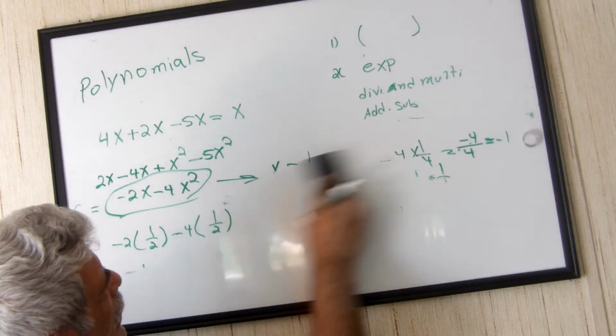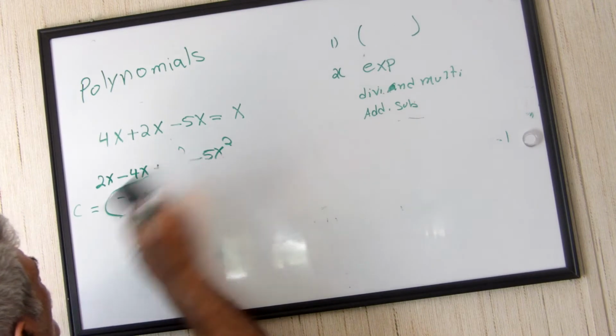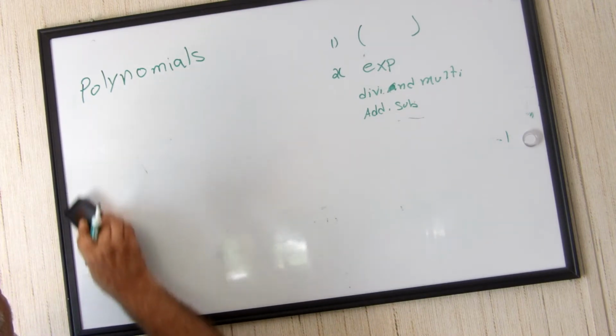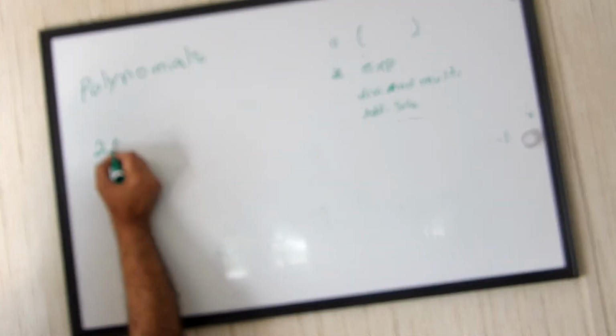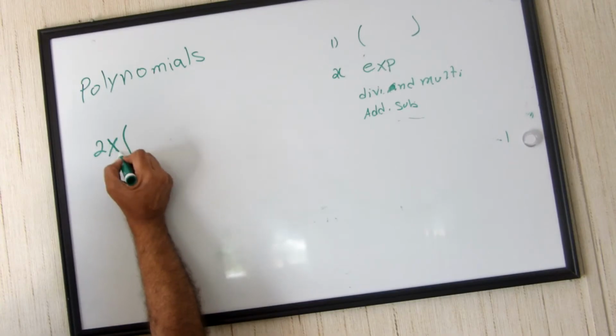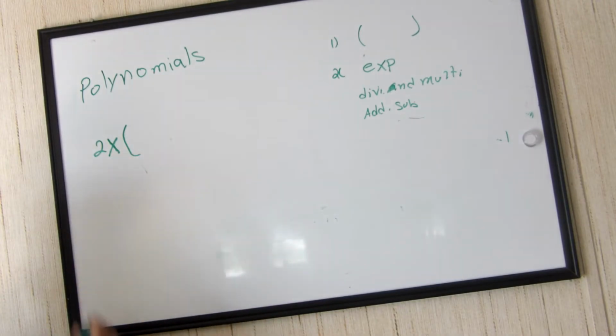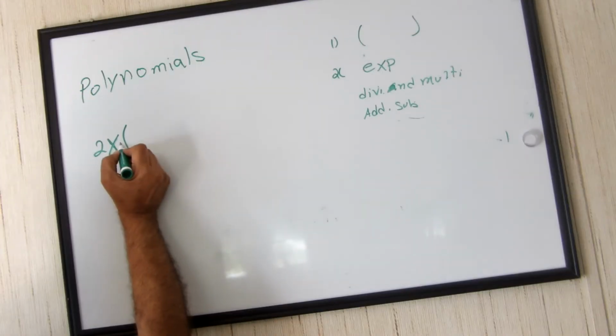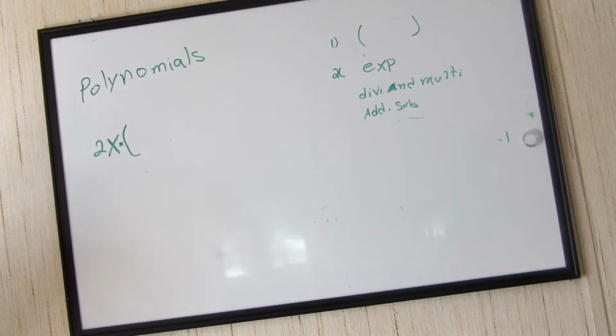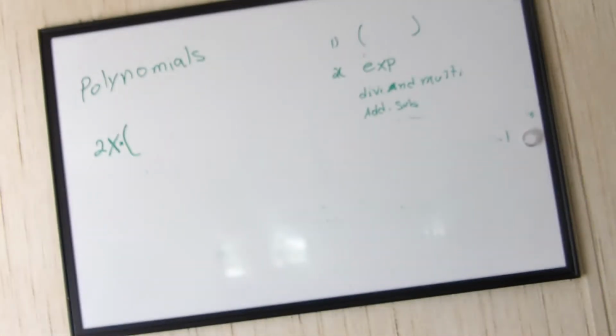Okay. See, you have 2x times 2x. This is a variable, and this is multiplication. 2x.